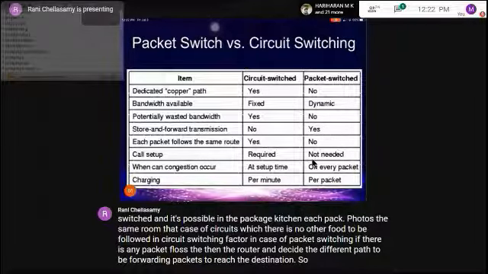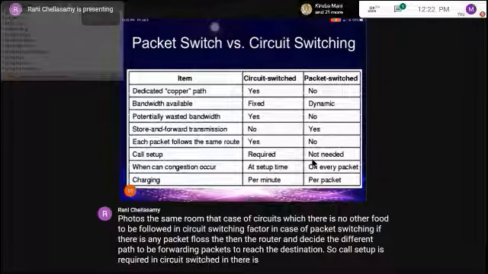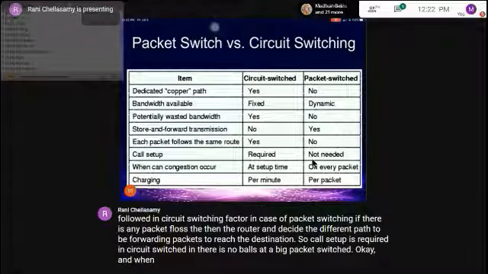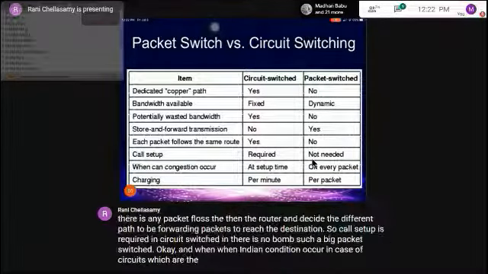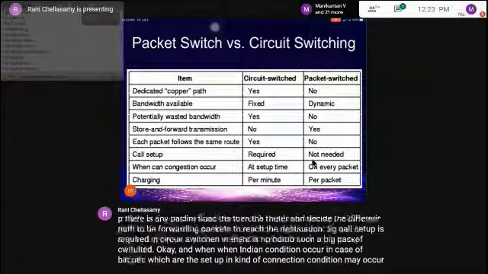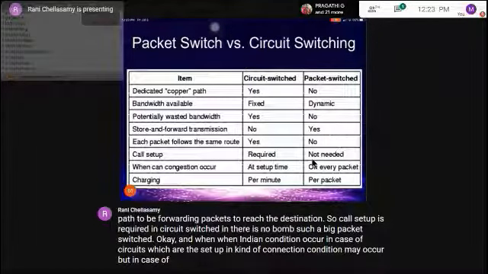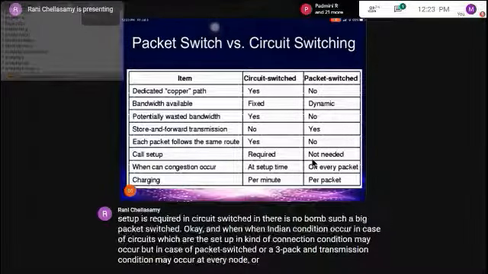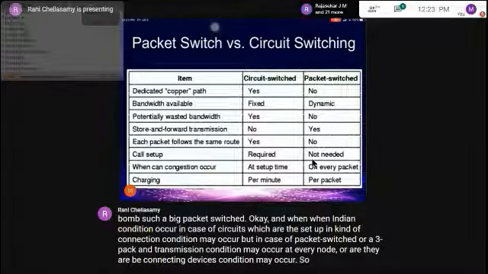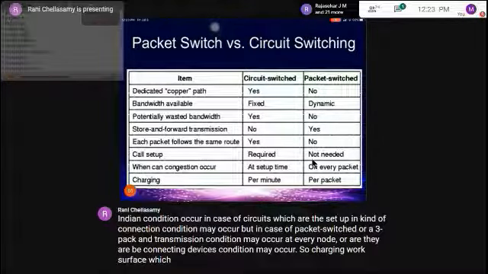Call setup is required in circuit switching, and there is no call setup in packet switching. And when can congestion occur? In circuit switching, congestion may occur at the time of setting up the connection. But in packet switching, on every packet transmission, congestion may occur at every node or at every connecting device. Charging of a circuit switched network is per minute, and charging of a packet switched network is per packet.